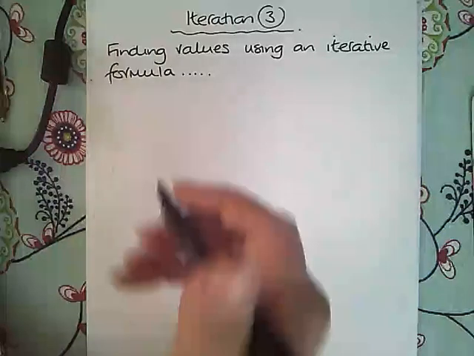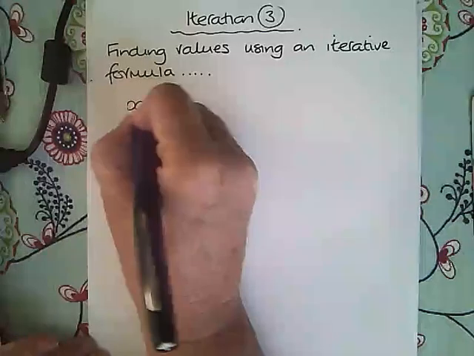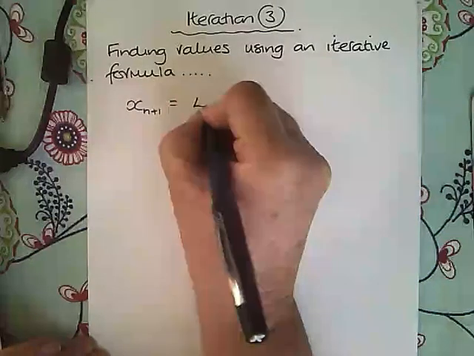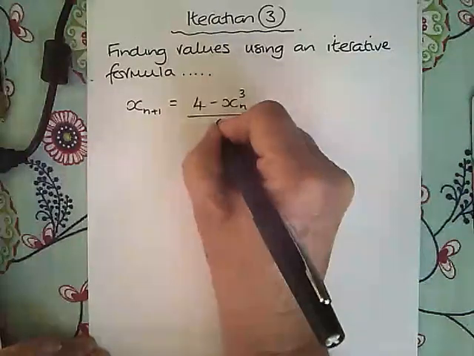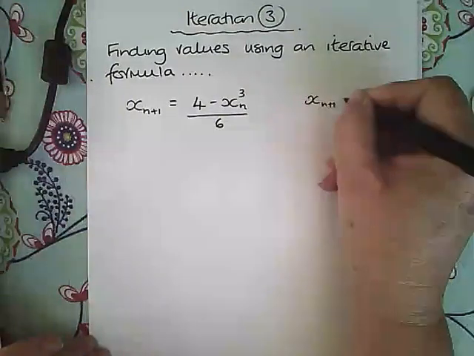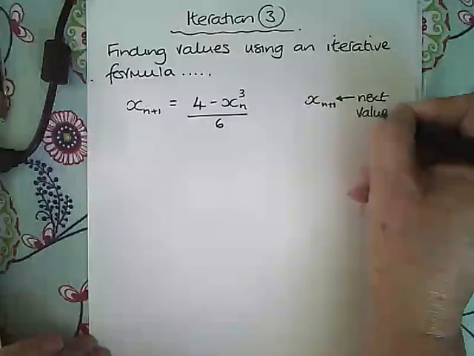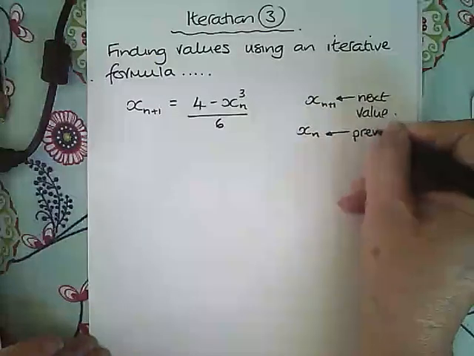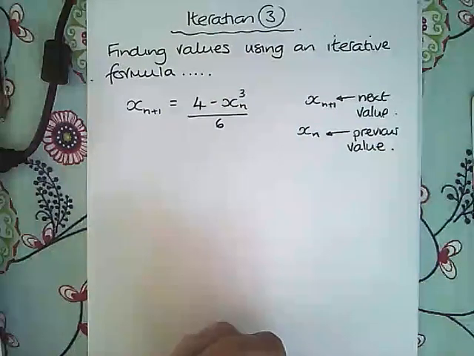So, if I have something like this, I've already rearranged it. So I've got x with my funny subscript thing down the bottom, x_{n+1}, is equal to 4 minus x_n cubed, over 6. Now x_{n+1} just means the next value, and the x_n bit means the previous value. And that will all become a lot clearer when we start to use the formula.